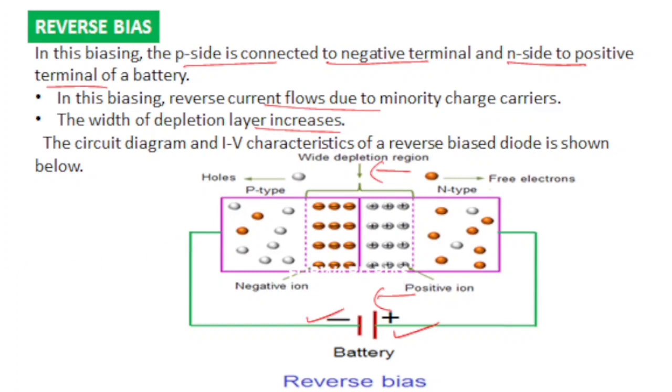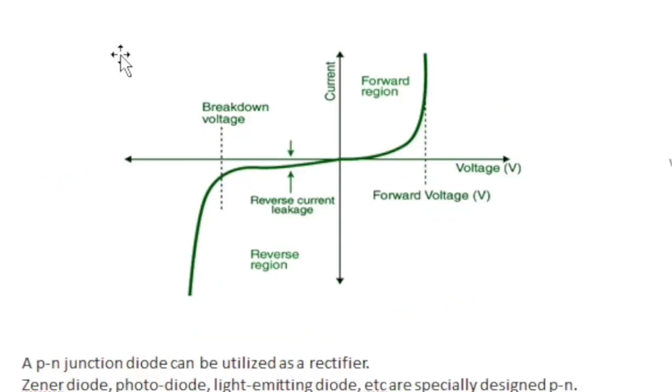So to increase the current, we always connect in forward biasing, and if you want to stop current flowing in the circuit, you do reverse biasing. In case of forward biasing, a large amount of current flows. In case of reverse biasing, a small amount or no current flows. So this is forward and reverse bias, and this one is the IV characteristics of forward and reverse biasing. This side is forward voltage, this side reverse voltage.